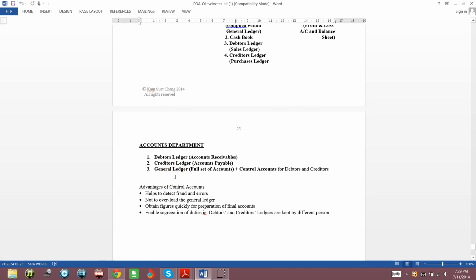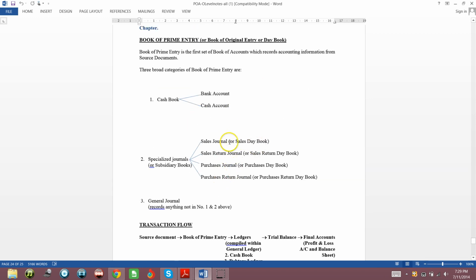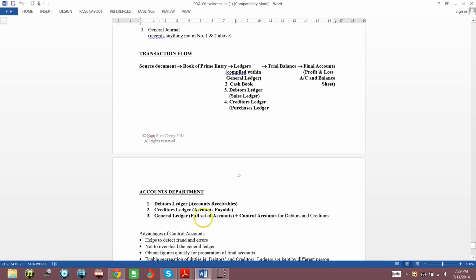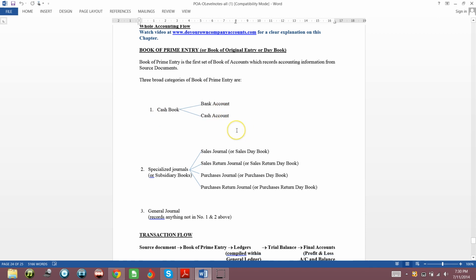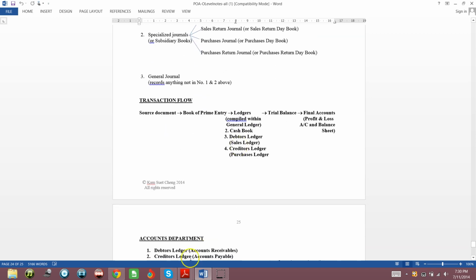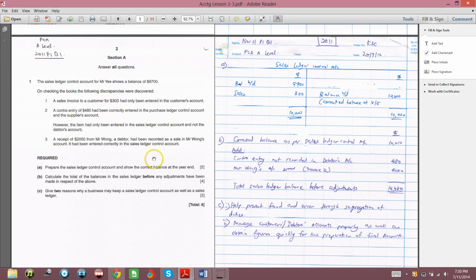So in part 1 of the video I explained how person number 1 obtained a figure from the book of prime entry. He obtained it line by line from the book of prime entry, whereas the person doing the control account will just flip to the last page and take the grand total of the book of prime entry. If it's a cash book, it will total up all the receipts from debtors and so on. So this question is asking whose fault each of these things is.